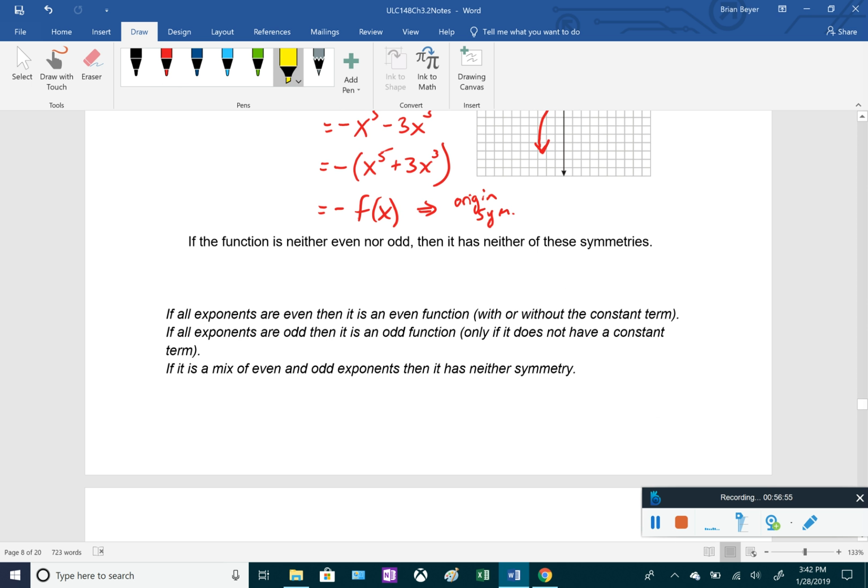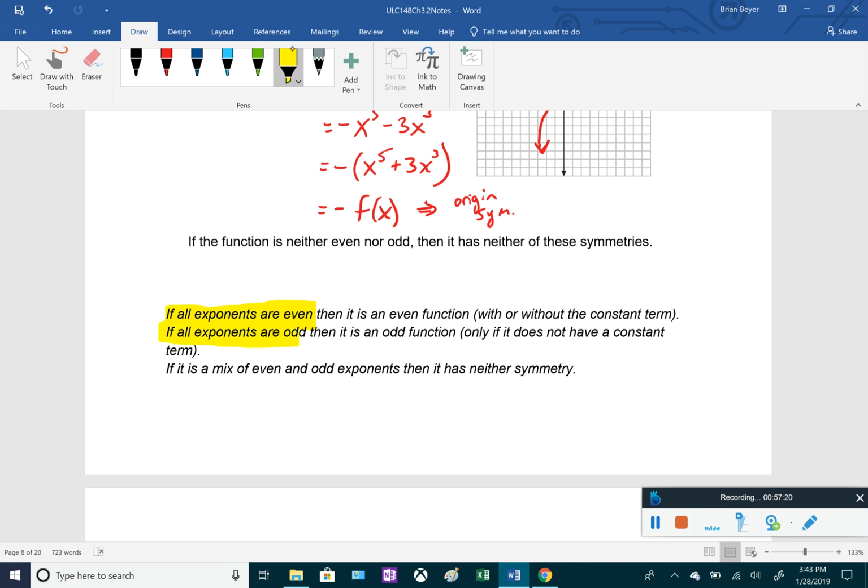The shortcut is written down here. So here's a shortcut. If all exponents are even, so every exponent, if it's even, it's an even function with or without the constant term. So the constant term won't throw off the symmetry for even functions. That's because that's essentially just a vertical shift up or down. That won't affect y-axis symmetry.